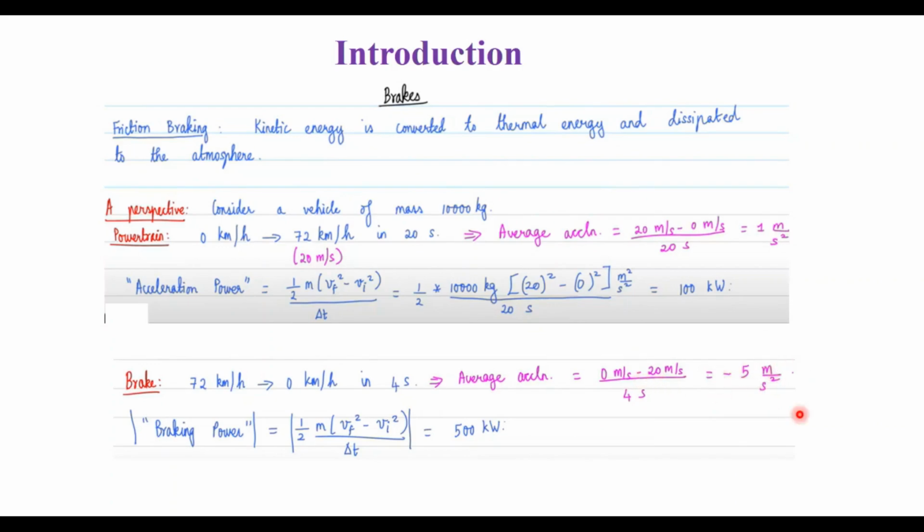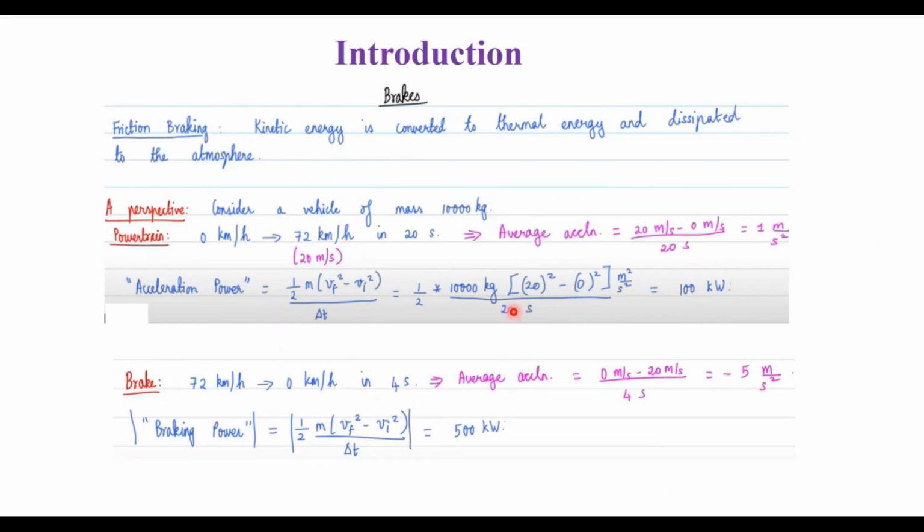Now we go for the calculation of acceleration power and braking power. We know that the power is half mv square divided by delta t, the time taken. Here m is the mass of the vehicle, which is 10,000 kg, and v is the final velocity minus initial velocity. We know the final velocity is 20, so I'm putting 20 square minus 0 square, divided by delta t, which is 20 seconds.